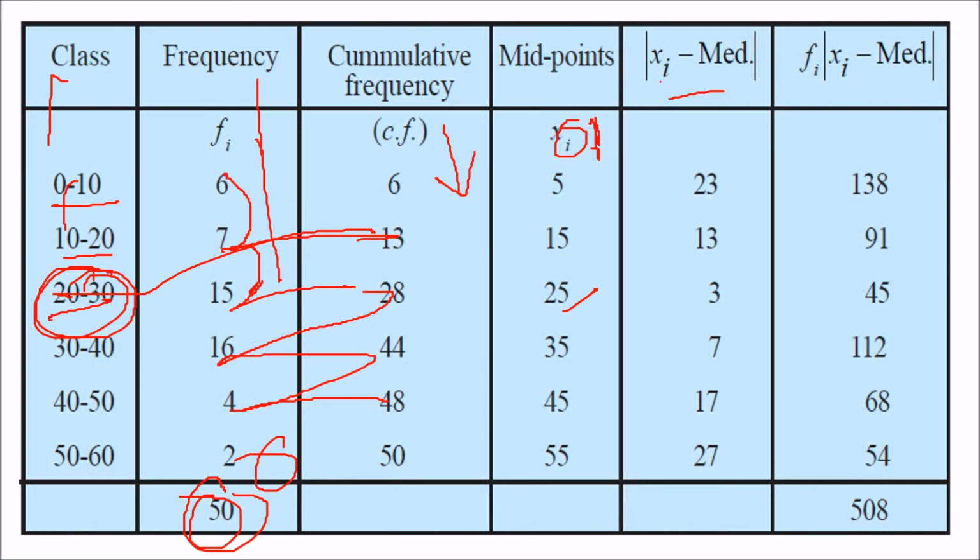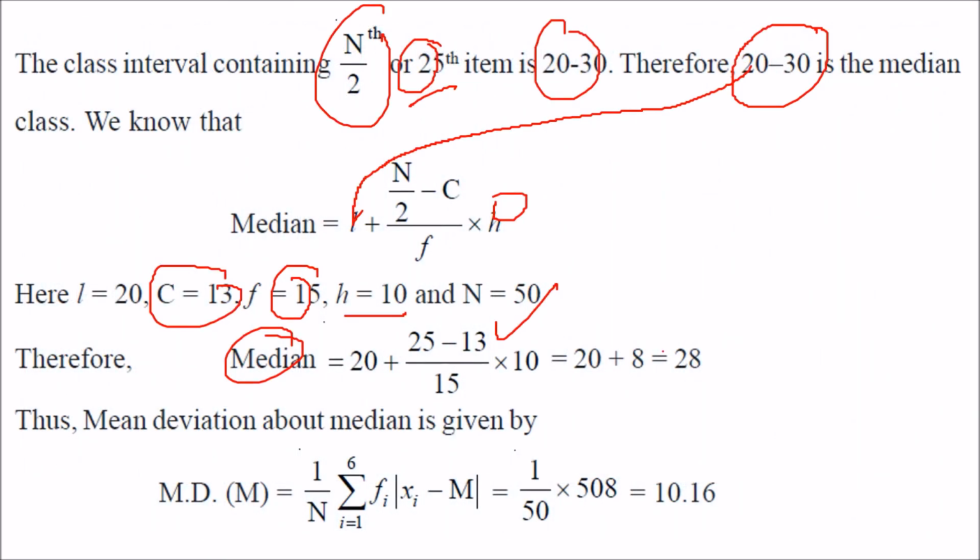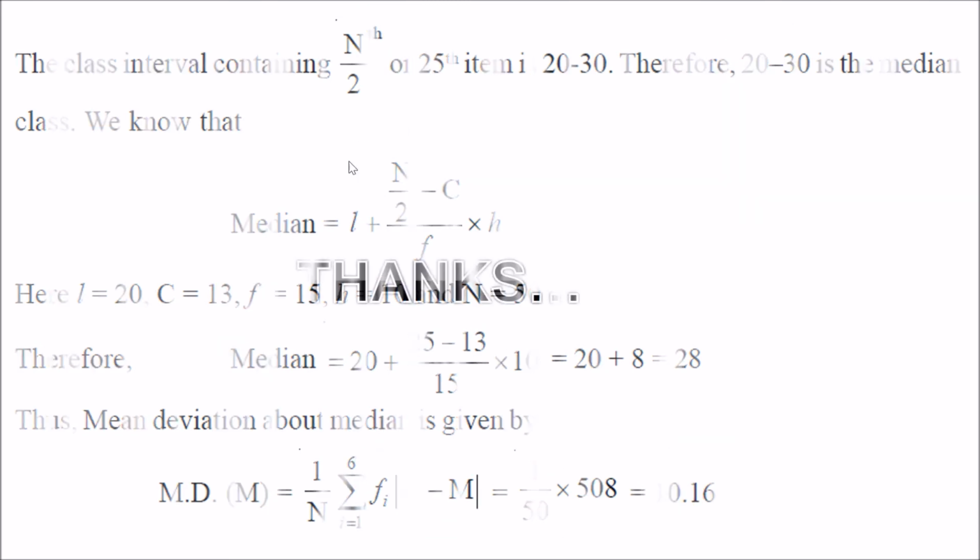You can subtract every element with this 28 and you get this line, and multiply this with fi, the frequency, and you get 508 if you add them up. So this is nothing but 508 by 50, that is 10.16.